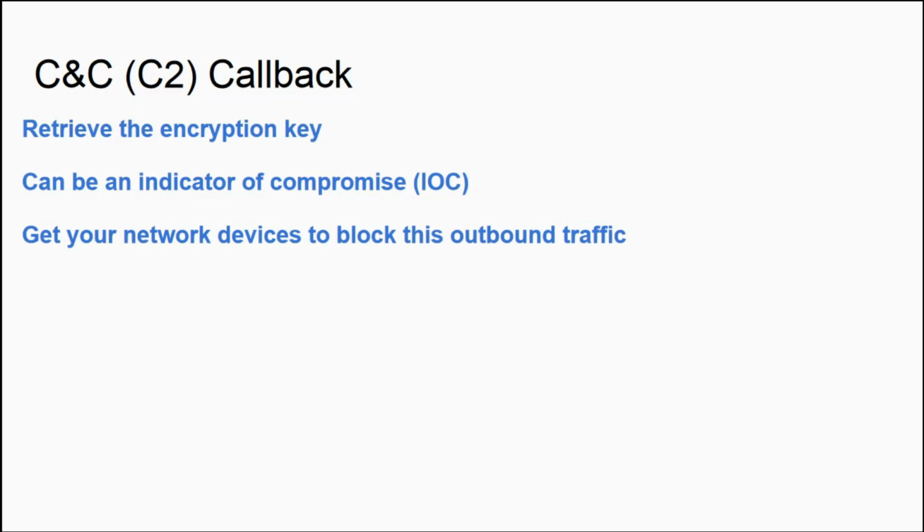It's used to retrieve an encryption key from hacker sites, and it can be an indicator of compromise. So if you have firewall logs or traffic analysis in your network environment, it's always good to look to see if clients are calling out to a C2 server. If they are, it indicates something is wrong, so get your network devices to block outbound traffic to the callback server.